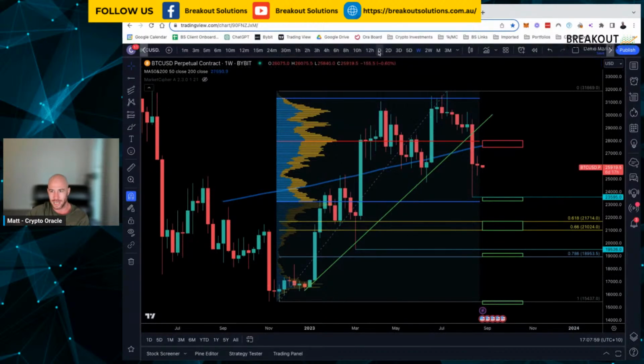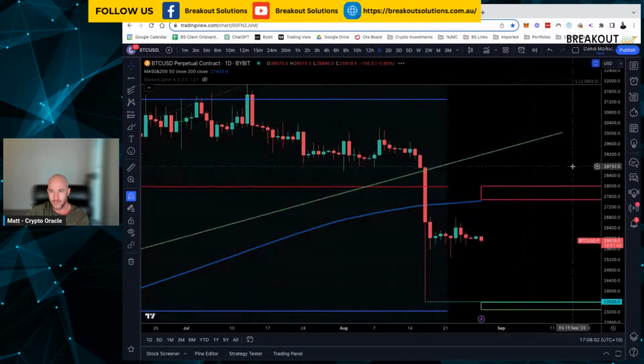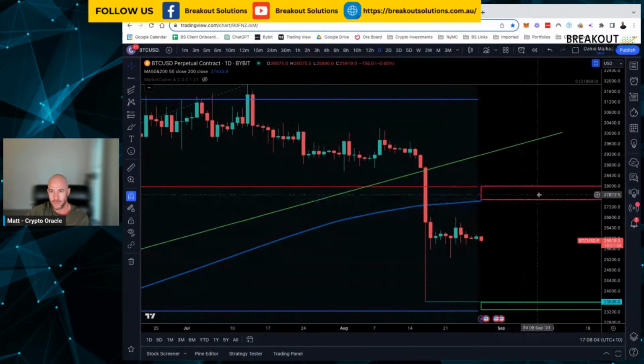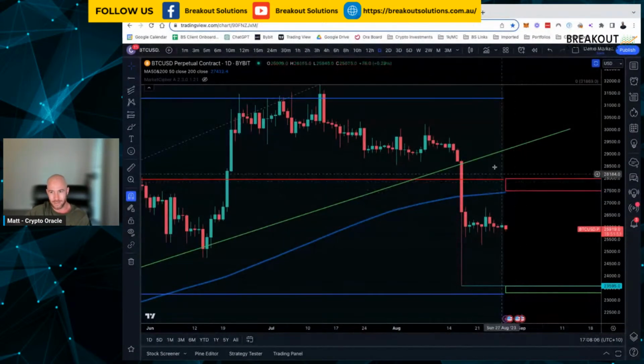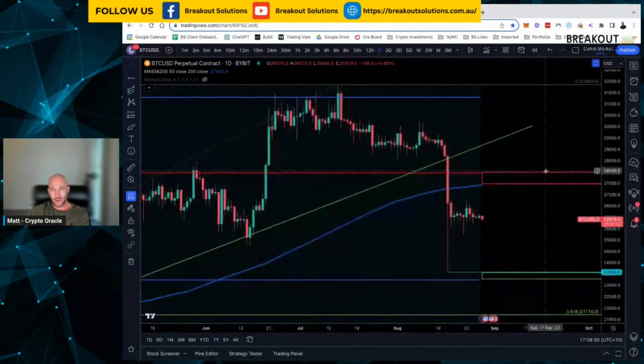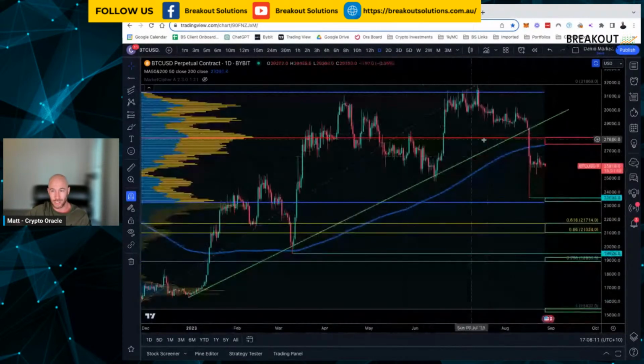And I go back to the daily. If we look at the daily, it is at 27,433. Right, so 150 bucks difference between the both. So that's going to create some resistance. The point of control is also there, which is going to cause resistance.